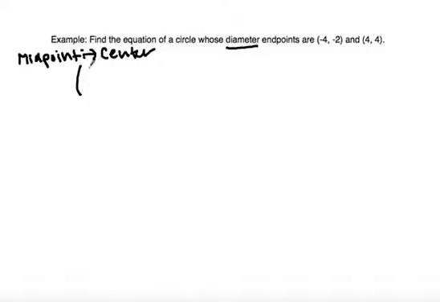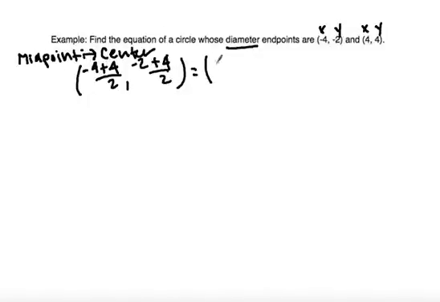So we're going to take our endpoints that each have an x and a y, and we're going to use our midpoint formula, which is (x + x)/2, (y + y)/2. So (-4 + 4)/2, and (-2 + 4)/2. -4 plus 4 gives you 0 divided by 2. -2 plus 4 gives you 2 divided by 2. Anytime that I have 0 on top of a fraction, it's always going to be 0. So 0 divided by 2 is 0. And 2 divided by 2 is 1. This gives me the center of my circle. So h would be 0, k would be 1.